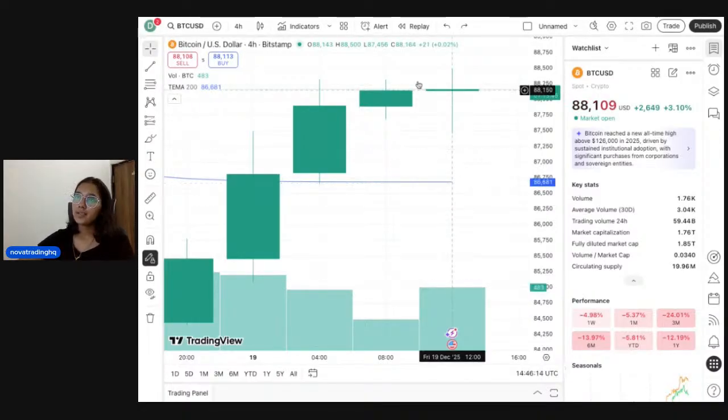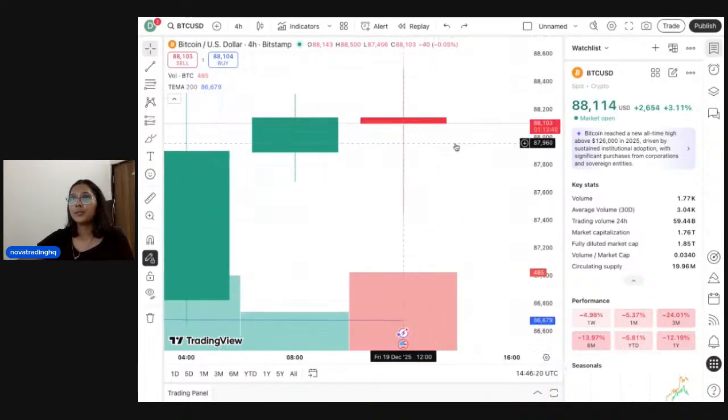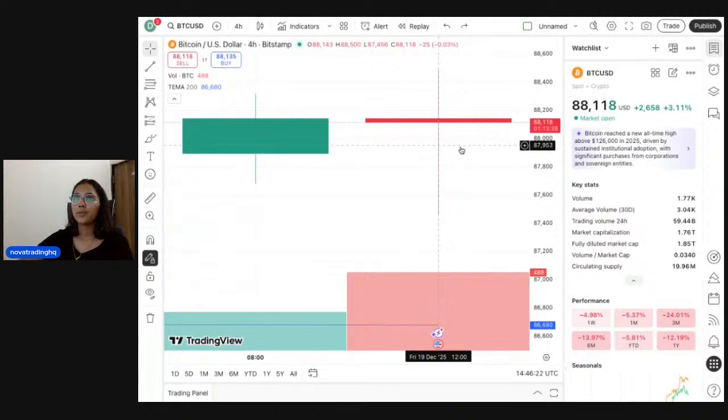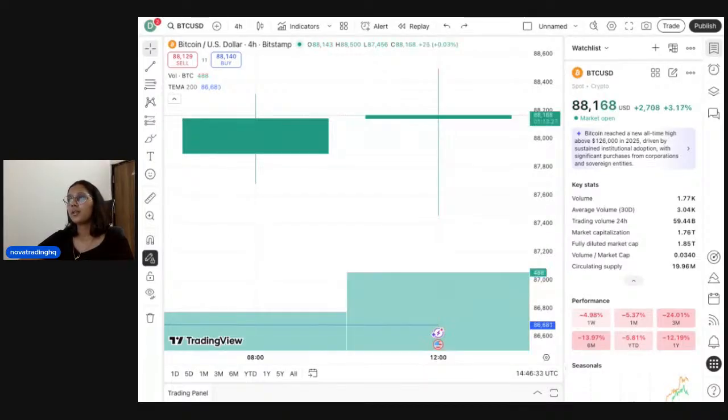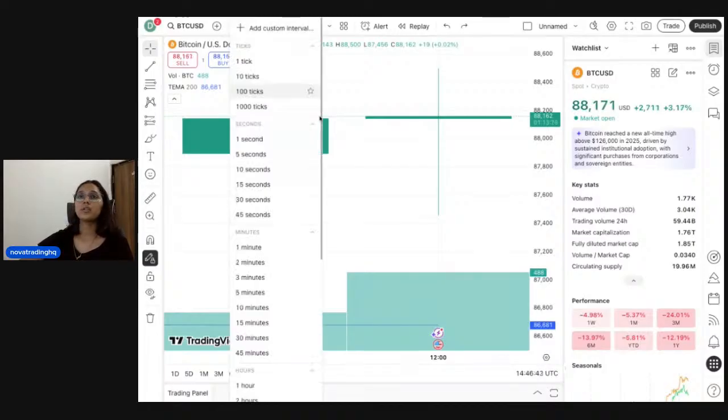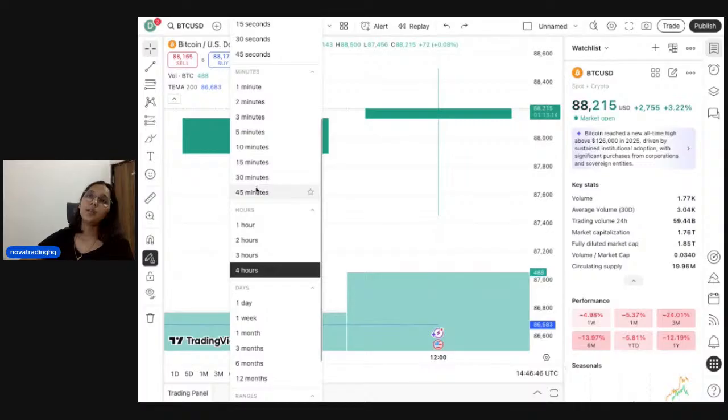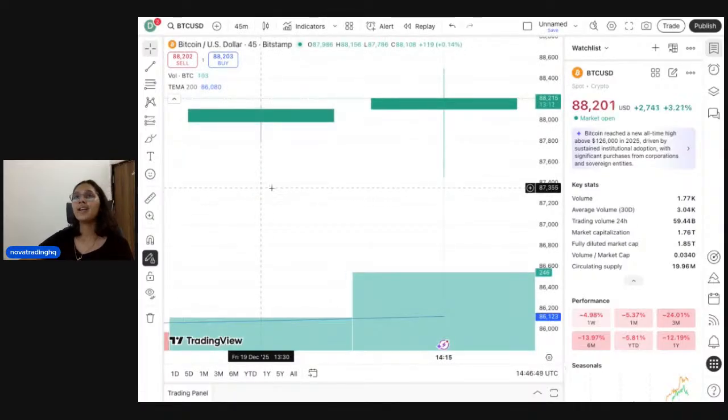Now, when you jump to the another candle, as you can see here, let me zoom a bit. So this is the candle currently. We cannot depict much about this candle right now, because sometimes it is green, sometimes it is red. So depicting anything about this candle at this moment is not correct. So what I'm going to do is select the time frame as 45 minutes.